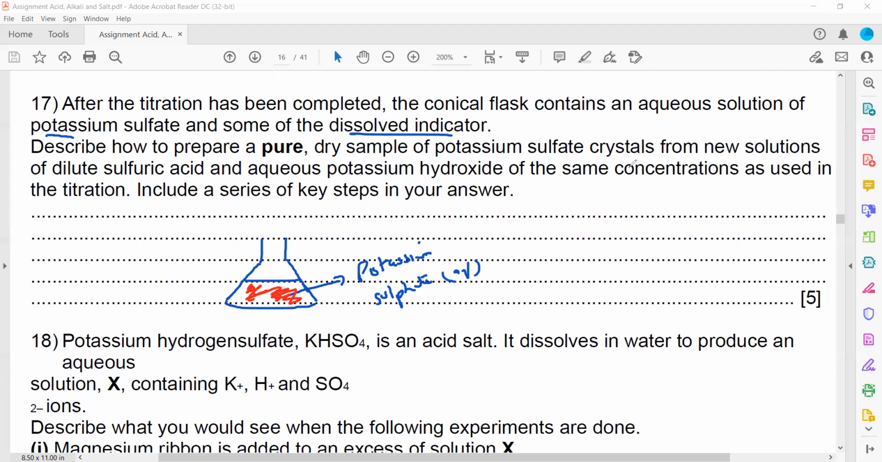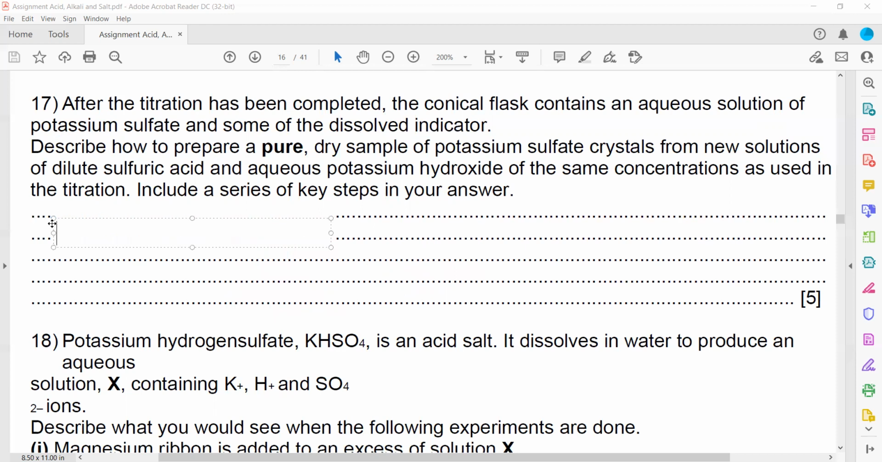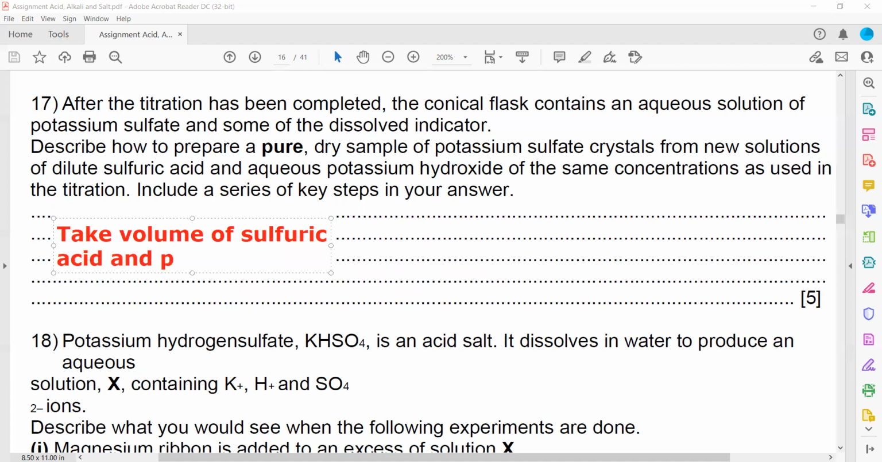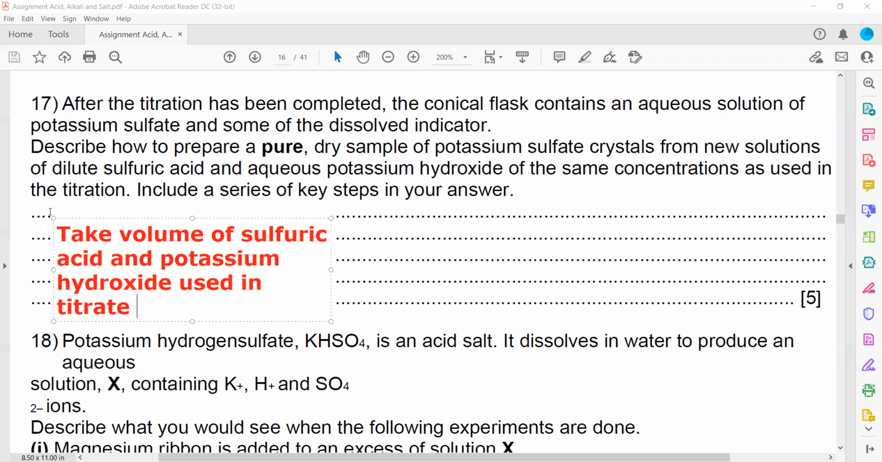Describe how a pure dry sample of potassium sulfate crystals can be obtained from a solution of sulfuric acid and potassium hydroxide used in a titration. So how can we get this potassium sulfate salt? First, because potassium sulfate is a soluble salt, we'll take the volume of sulfuric acid and potassium hydroxide used in the titration. In a titration we'll know how much acid is reacting with an alkali.